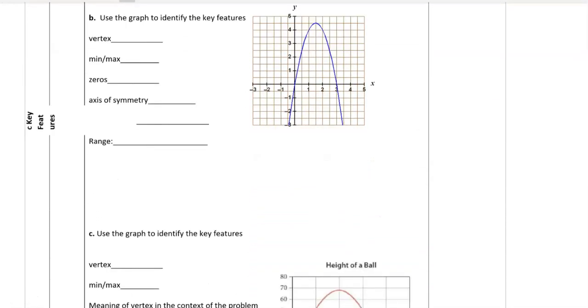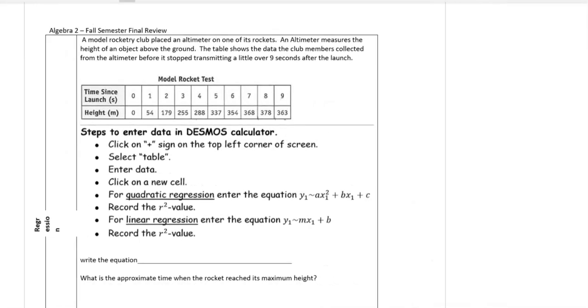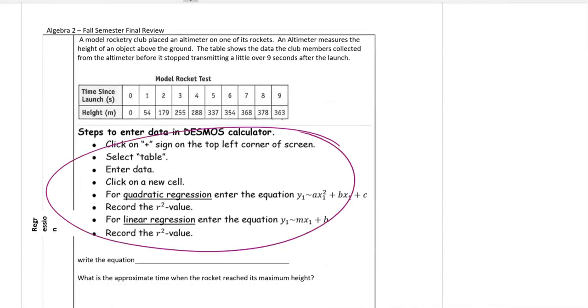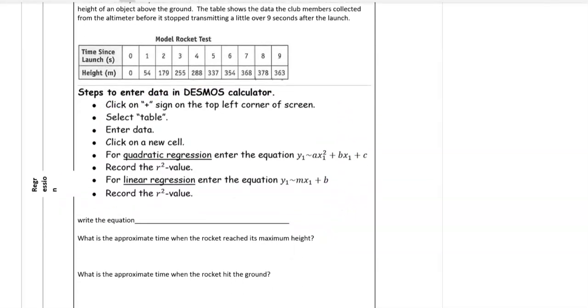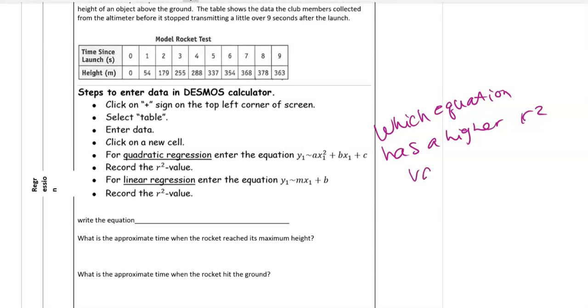Now, I think I did skip the regression problem, but all you do is follow these directions here. All you have to do is look up the Desmos calculator and type all the information in. When it says write the equation, that doesn't mean write both the quadratic and linear. You want to choose which equation has a higher r squared value. Whichever one is higher, that's going to be our better equation.